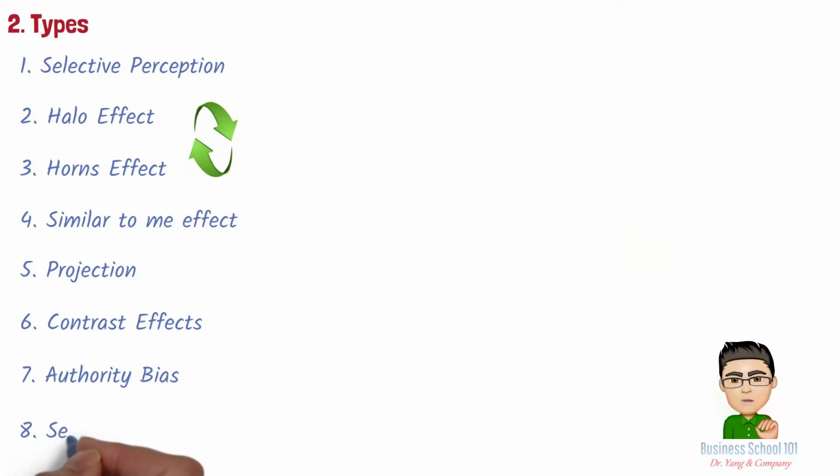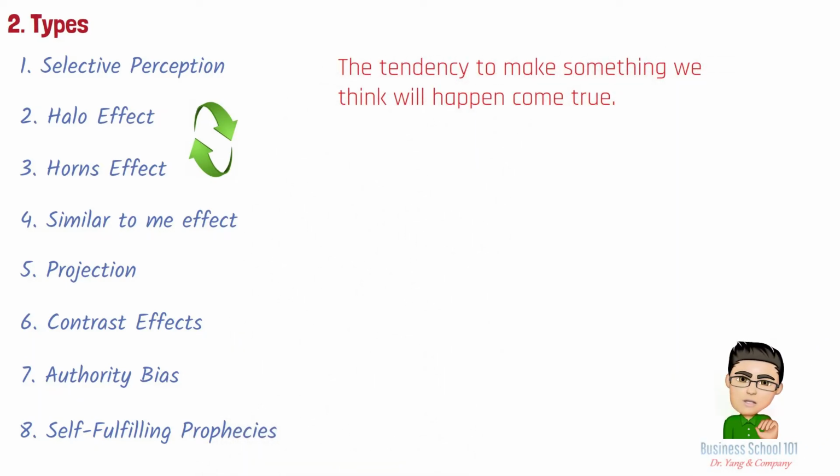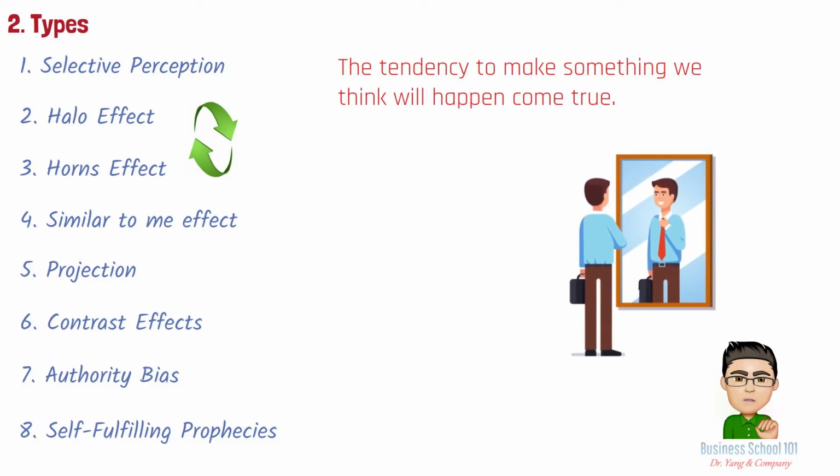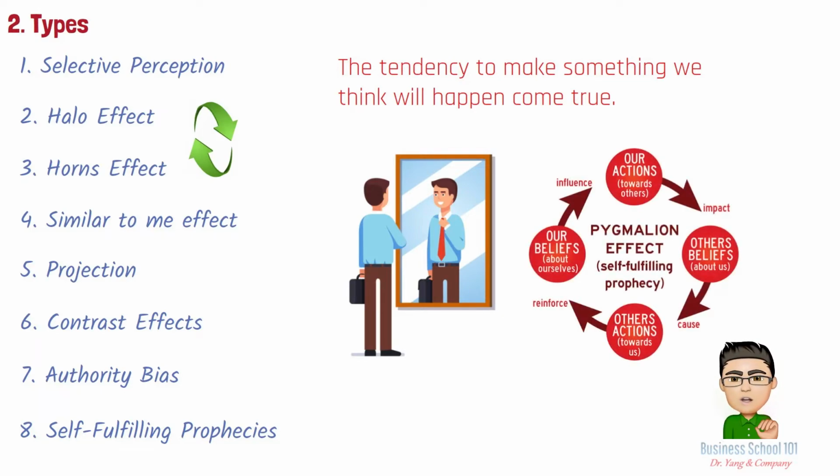Number 8. Self-fulfilling prophecies. Self-fulfilling prophecies are the tendency to make something we think will happen come true. If we believe we will fail, we are more likely to fail. If we believe we will prosper, we are more likely to succeed. This is what's known as the Pygmalion effect, named for a mythical Greek sculptor who created a statue of his ideal mate and then made her come to life.